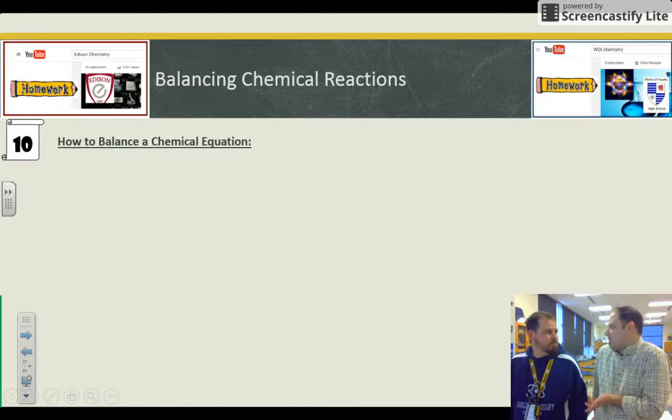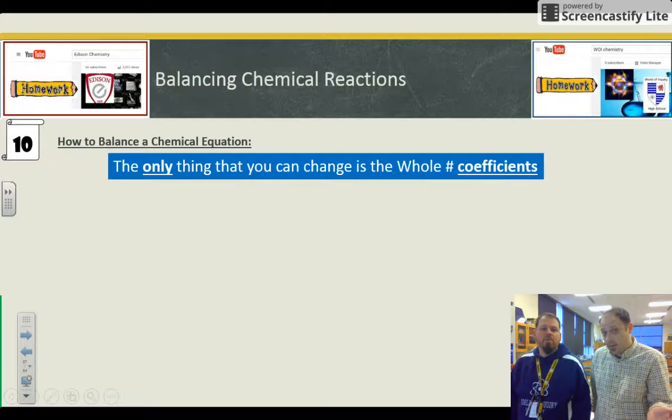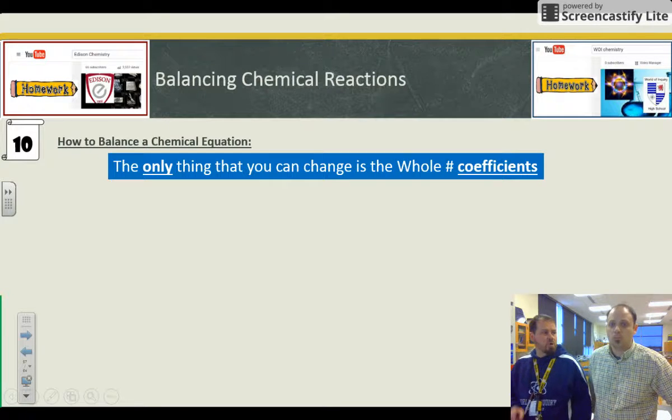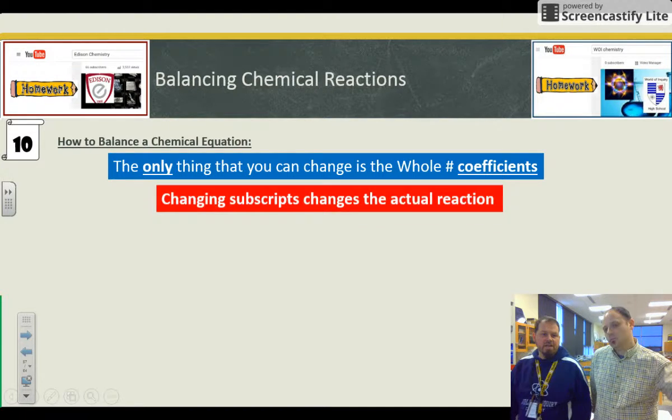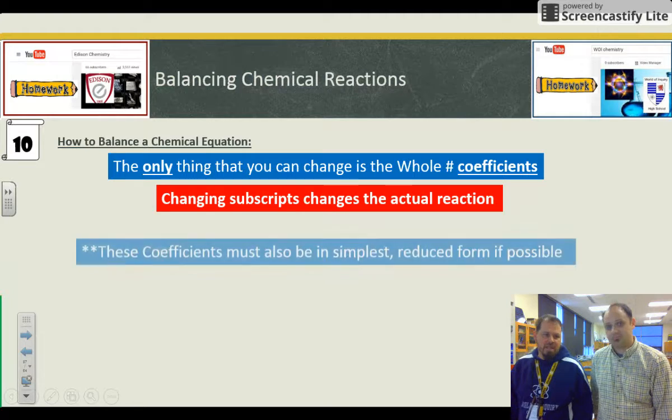Because an oxygen went missing somewhere. That's not allowed. So, first rule, the only thing you can change is those whole number coefficients. It is breaking the rules if you try to change subscripts, because now the reaction itself changes. It changes the reactants and the products, and that's not allowed.